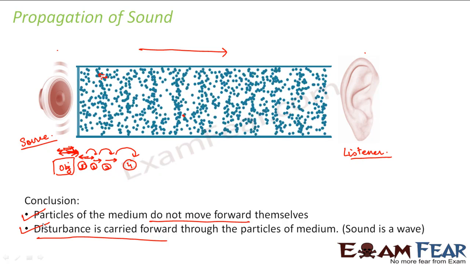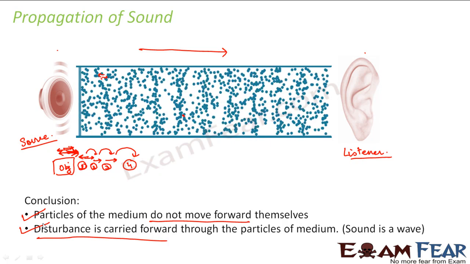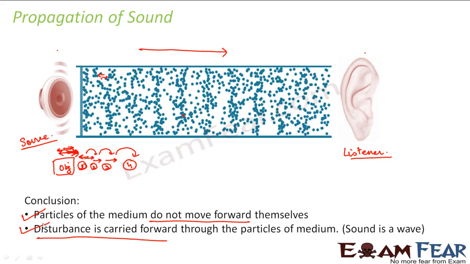This disturbance is known as a wave, and here the kind of wave which we have is a sound wave. So now you understand how a sound wave propagates. Sound wave propagates through the particles of the medium, but the particles of the medium do not move themselves. They actually oscillate about their mean positions, and as a result the disturbance or the sound is carried forward through the particles of the medium.